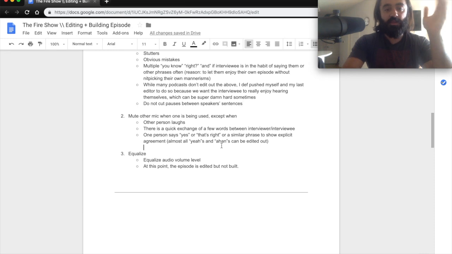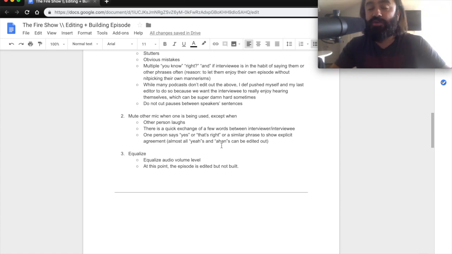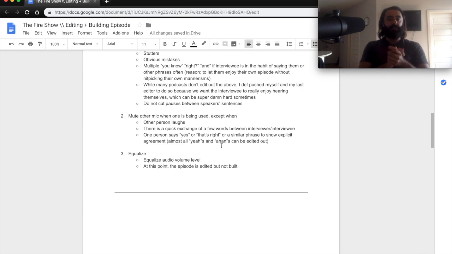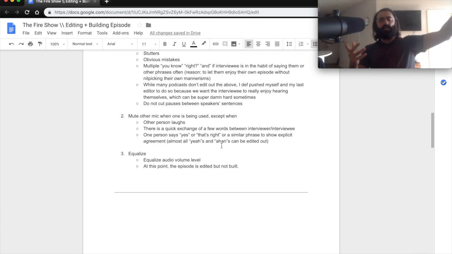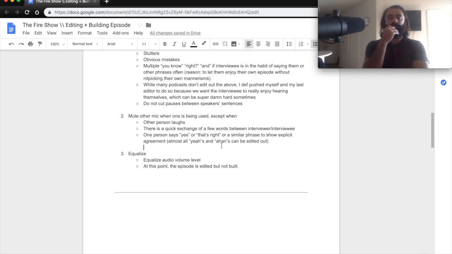The second one is mute the other mic when I'm talking. So if I'm talking here and I'm asking the person a question, the other person's mic should be muted. Unless they say something which is quick banter. Oh yeah, that's a great story. Then unmute that. But if it's like things like, yeah, especially something you do when you start out podcasting, cut that out.